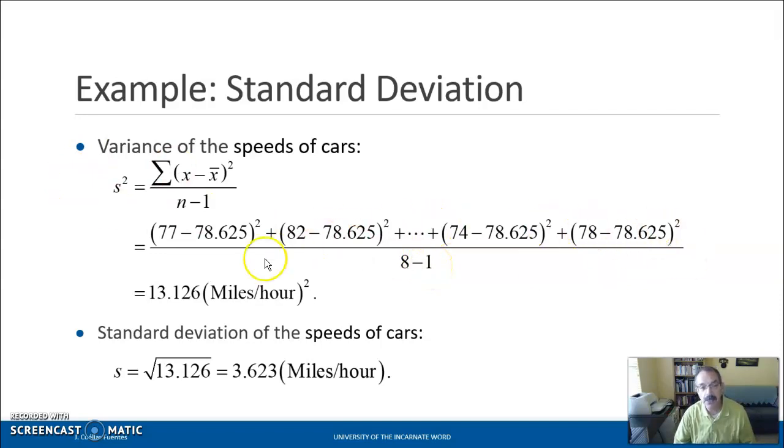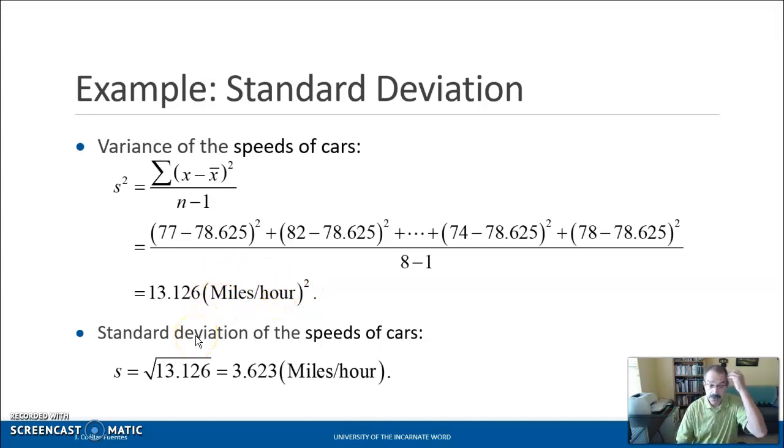If you do this calculation, the variance of these speeds is 13.126 miles per hour. So in other words, the average squared deviation of the values from the mean is 13.126 miles per hour squared. Remember, we are working in squared units.